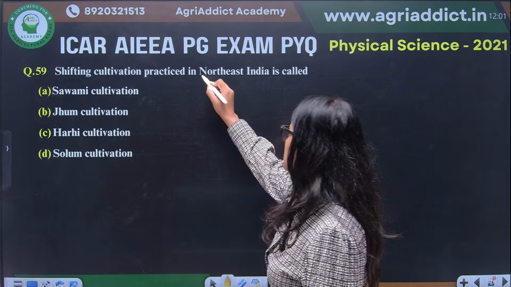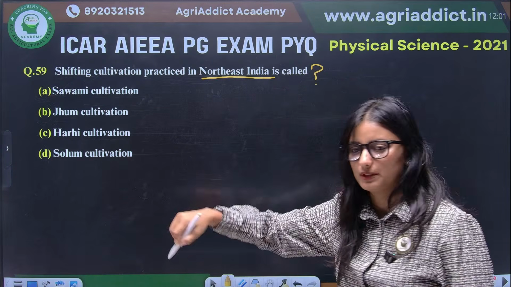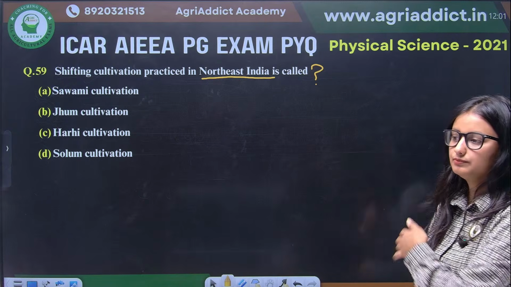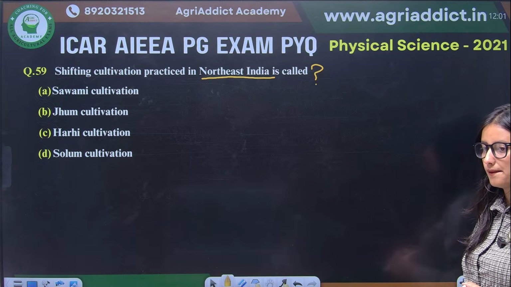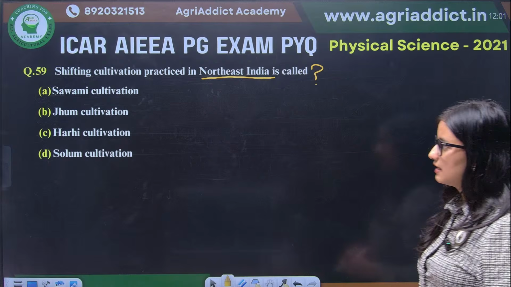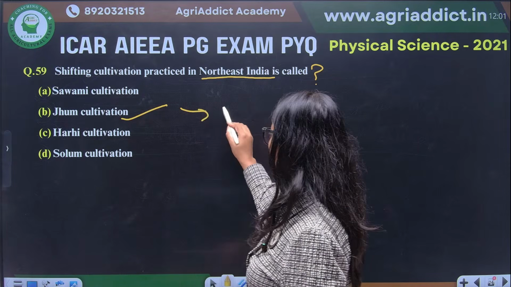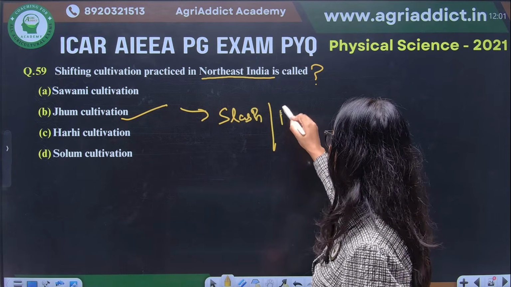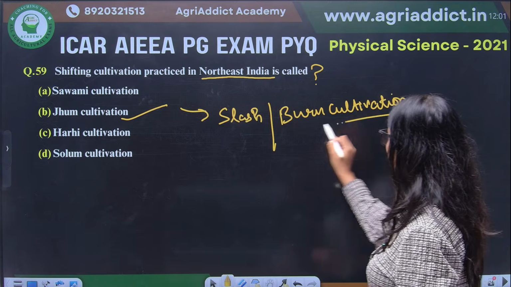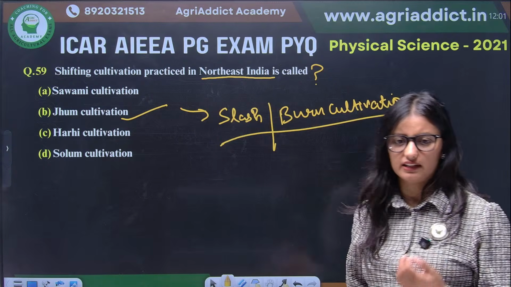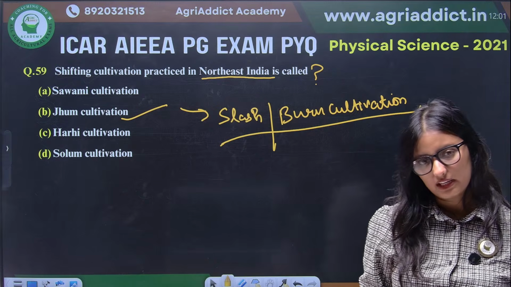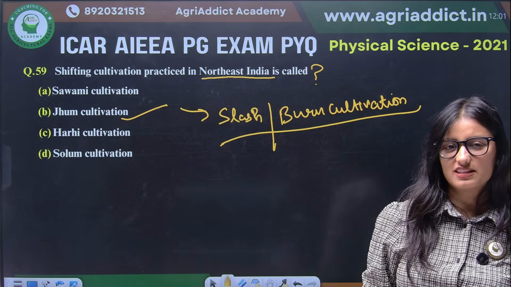Shifting cultivation practiced in North India is called, अभी पीछे बताया, what is it? What we call shifting cultivation in North India? Yes, झूम cultivation. और इसको क्या बोलते हैं? अभी हमने डिस्कस किया, slash and burn cultivation, जहां पे we are cutting the trees, burning it and growing the crop for some years, and after that we leave it abandoned. This is jhum cultivation.